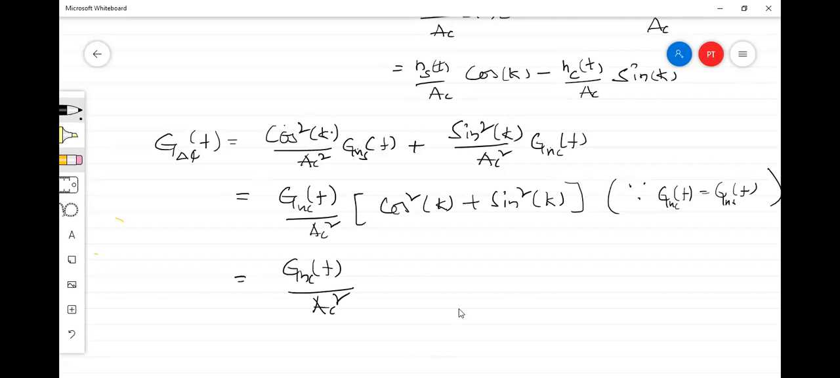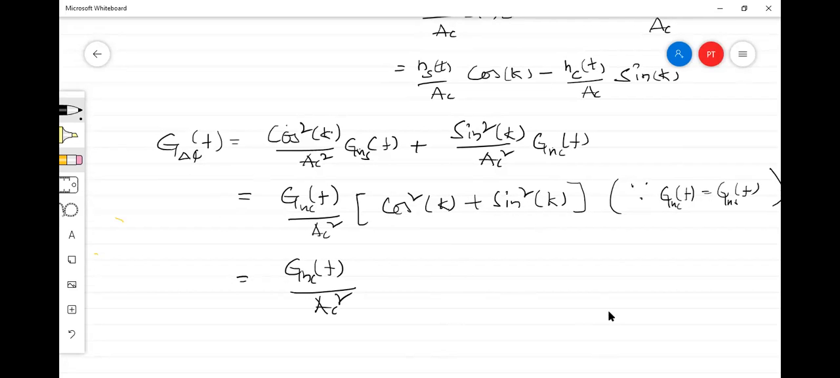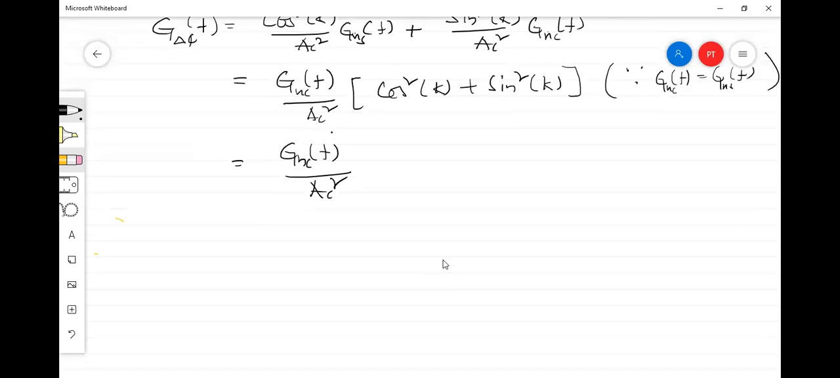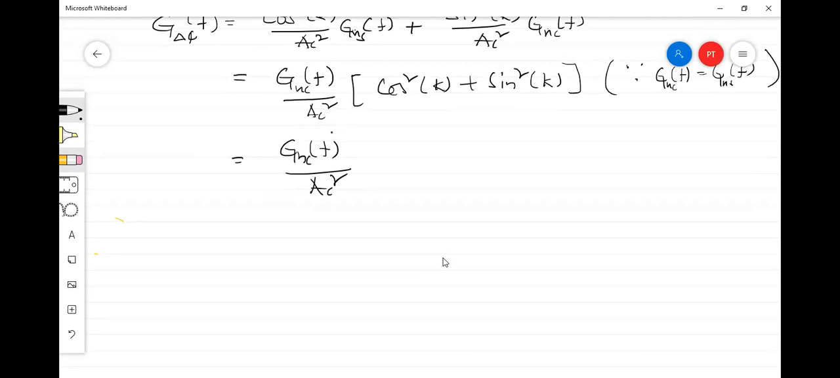Once you know the power spectral density of the input noise component of a differentiator, we can find its output. Here itself you can write the value of GNC. What is the value of GNC of f? GNC of f is nothing but the power spectral density of the in-phase component of the noise, which is equal to eta. So GNC of f equals eta.